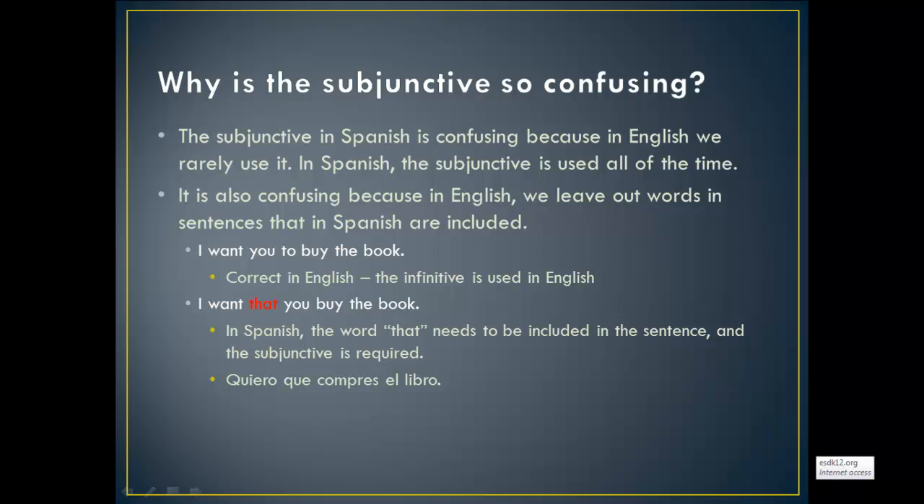So I'm saying, quiero que compres el libro. I want that you buy the book. Again, I want it to happen. I don't know if it's going to happen, so there's your doubt. And I am the subject in the first clause, and you are the subject in the second clause. So that meets all of our criteria for the subjunctive. Okay? So I think that's where some of the confusion lies, is how we leave out the that in English. So keep that in mind when you're trying to write things. If I can say, I want that you buy the book, you're going to need to use the subjunctive, okay?